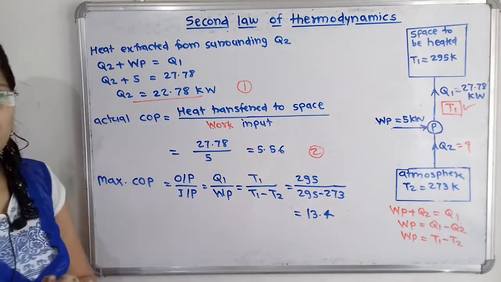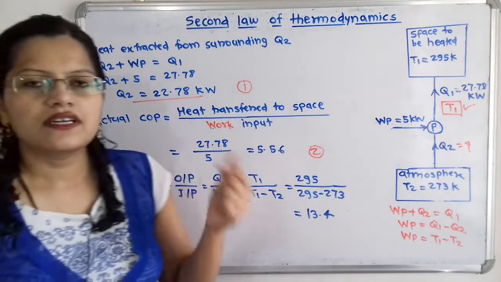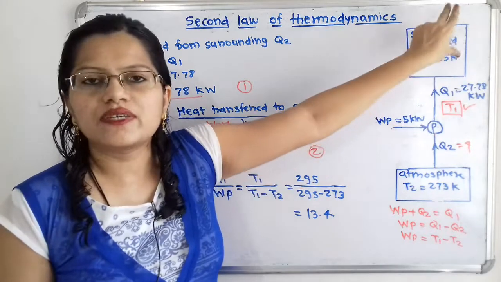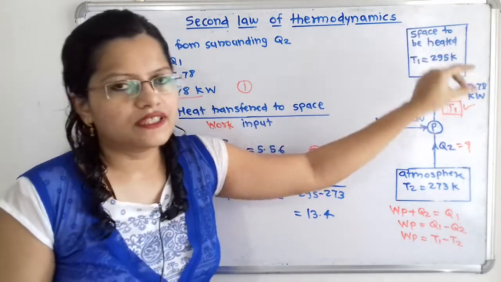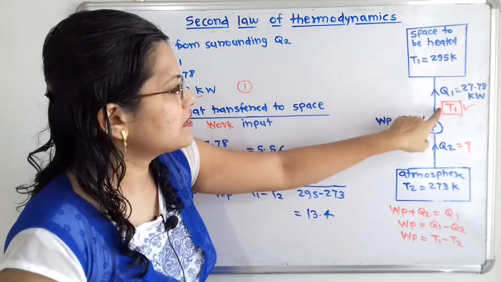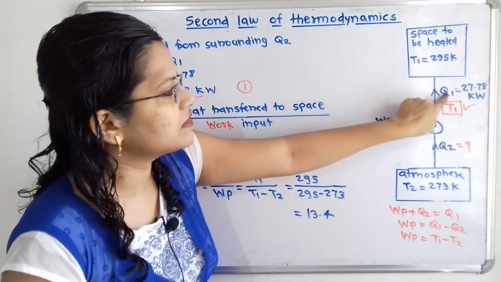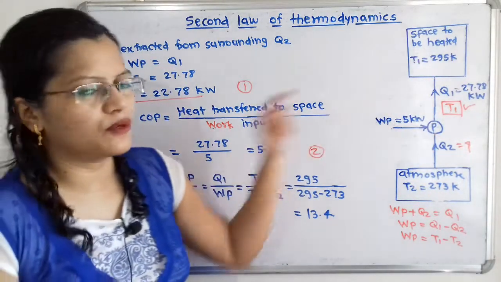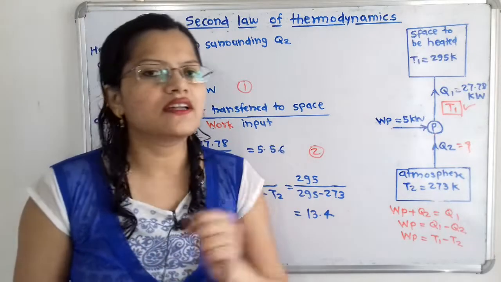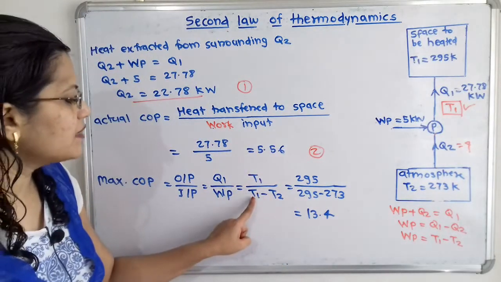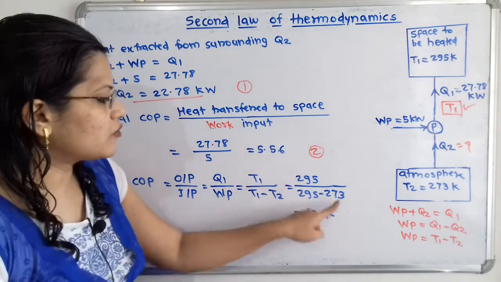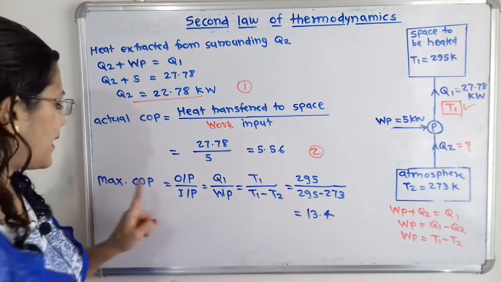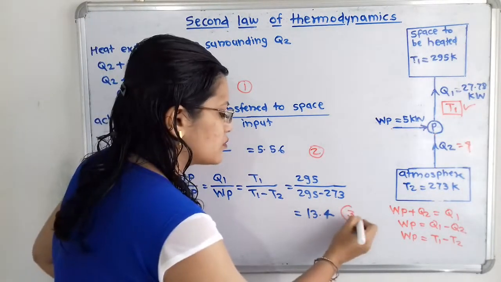Now the maximum COP, that is the ratio of output to input. Here is the heat pump. What is the output? We have to maintain the temperature of this space, so the output is the heat transfer Q1, divided by the input, the work input WP. We take this in terms of temperature, that is T1 divided by T1 minus T2. When we calculate this, since T1 and T2 are known, we get 13.4. So this is the maximum COP, and this is the answer to the third question.